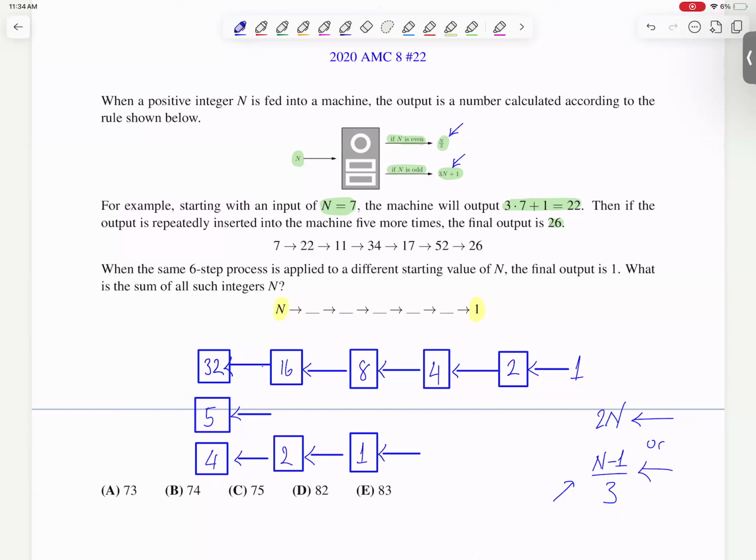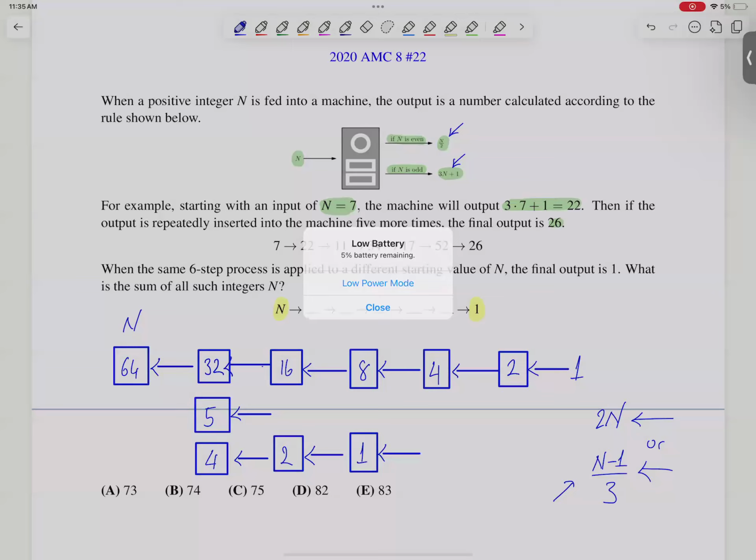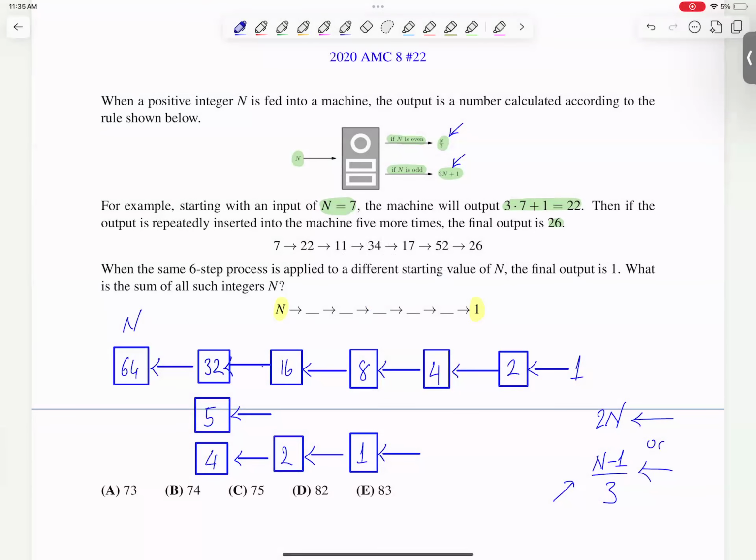And finally, this is the last time we are reversing. 32 times 2 is 64, so 64 could be the n value. Or 32 minus 1 is 31, and 31 divided by 3 is not an integer. If we have 5, 5 times 2 is 10, so we can start with the number 10. 5 minus 1 is 4, and 4 divided by 3 is not an integer.